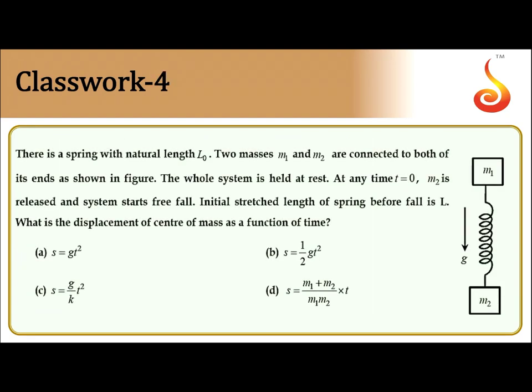Example 4. There is a spring with natural length L naught. Two masses M1 and M2 are connected to both of the ends as shown. The whole system is held at rest. At t is equal to 0, M2 is released and the system starts free fall. Initial stretched length of the spring before the fall is L. What's the displacement of center of mass as a function of time?